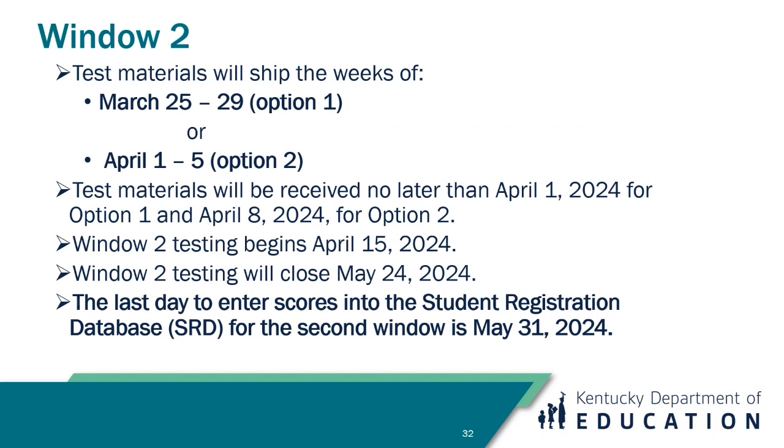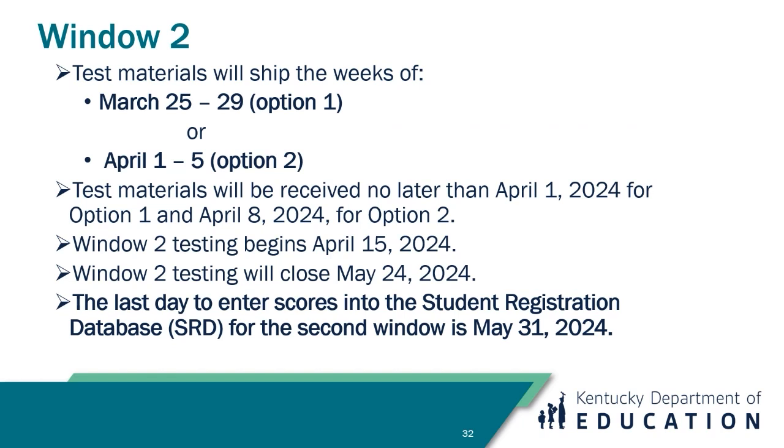For the Window 2 administration, materials will ship the weeks of March 25th through March 29th for option 1, or April 1st through 5th for option 2. Materials will be received no later than April 1st, 2024 for option 1 and April 8th, 2024 for option 2. The second testing window will begin April 15th, 2024.